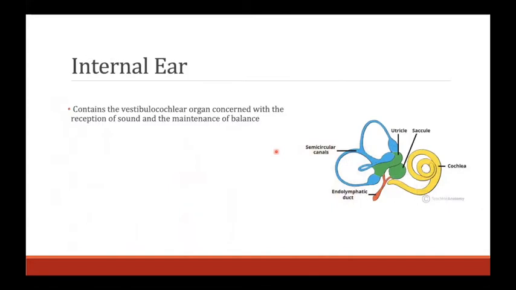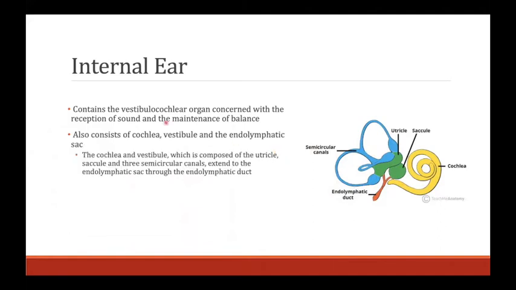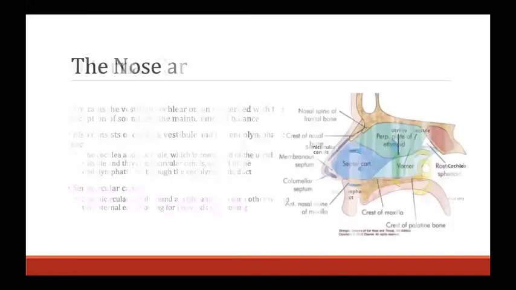Internally, as we spoke about, this is primarily the part of the ear responsible for balance as well as the conduction of sound. So it consists of the cochlea, the vestibule, and the endolymphatic sac, and all of these are particularly relevant in someone who has vertigo, which we'll talk about in a second.